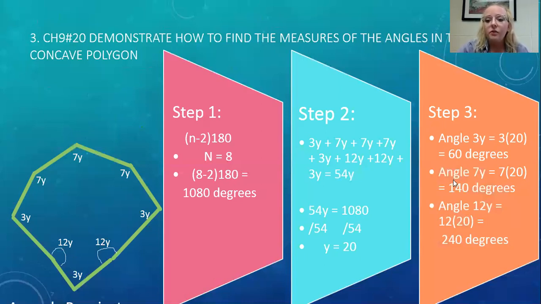Next, we're going to do the same thing for 7y. So we take 7 times 20, and that gives us 140 degrees. That means every 7y is going to be 140 degrees. Next, we're going to take our 12y. So we're going to do 12 times 20, and that gives us 240 degrees for each 12y. So that's how we find all the measurements for this question. We have solved that problem. Now let's move on to the next one.